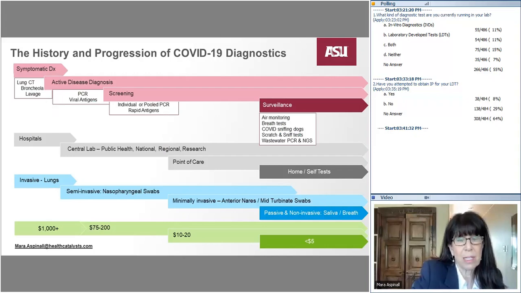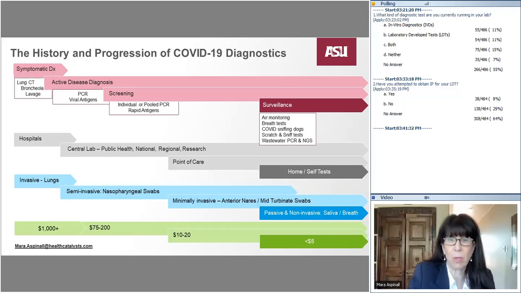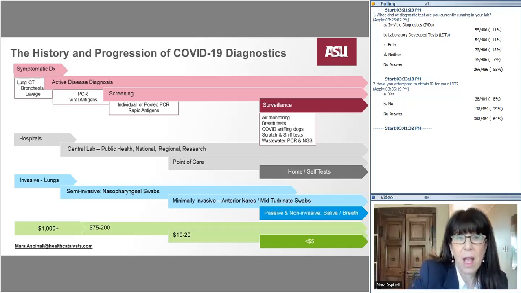diagnostics. We start at the top here, and I'm going to look at it in 4 different criteria. One is it started that it was only symptomatic diagnosis. You literally needed to go into the operating room to have a bronchial lavage. We then moved to active disease diagnostics with PCR or antigens, then screening, and I hope soon we're going to move into the surveillance part: air monitoring, breath tests, sniffing dogs, scratch and sniff tests, and most importantly, wastewater testing. First and the last, well, everything is real, but the first and the last I have the most confidence in in terms of surveillance. This is critical.